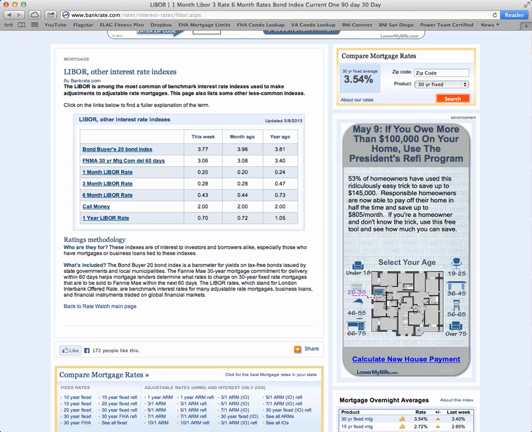And then you also see that in the adjacent columns it says the rate this week, and it lists a month ago and a year ago. So this should help identify certain trends that you could be looking for.